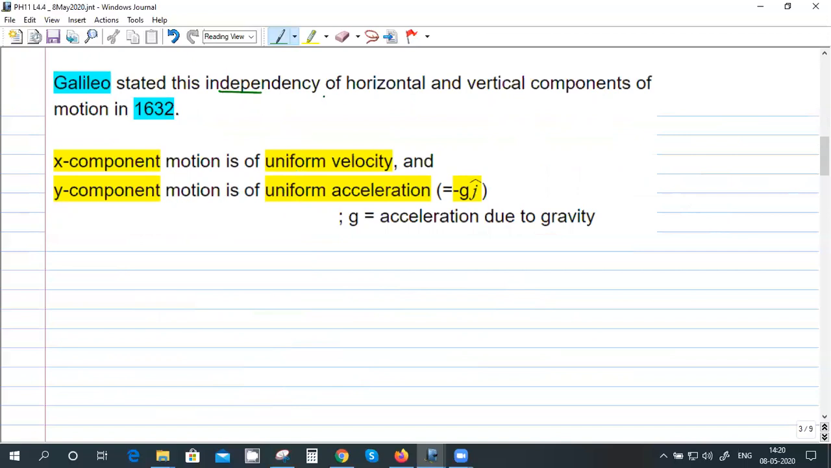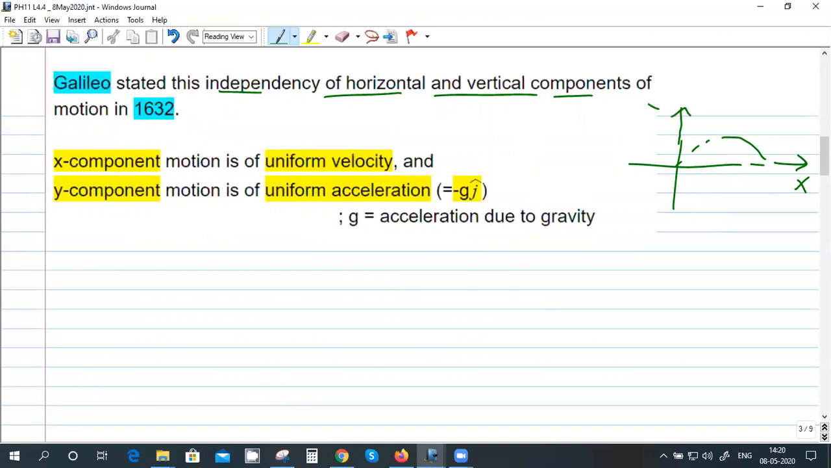Independency of horizontal and vertical components. Independent in the sense that, for the sake of analysis, we can consider them as independent, but in the end, we can combine them to get the final answer. And in the x component motion, is there any acceleration? No. This is the x-axis.